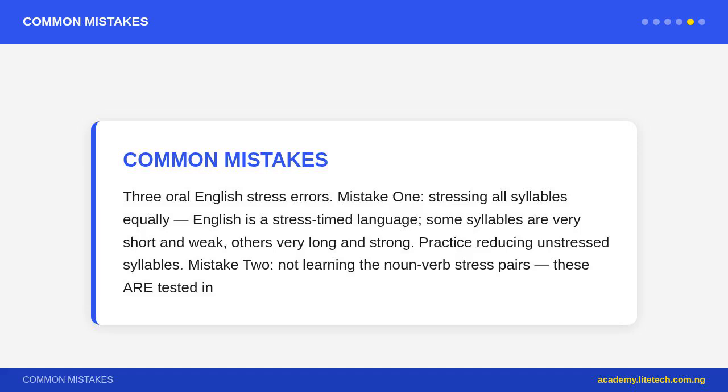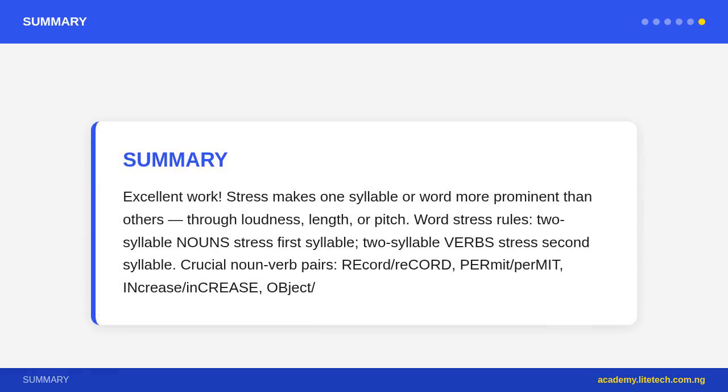Section 4. Oral English stress errors. Mistake 1. Stressing all syllables equally. English is a stress-timed language. Some syllables are very short and weak, others very long and strong. Practice reducing unstressed syllables.